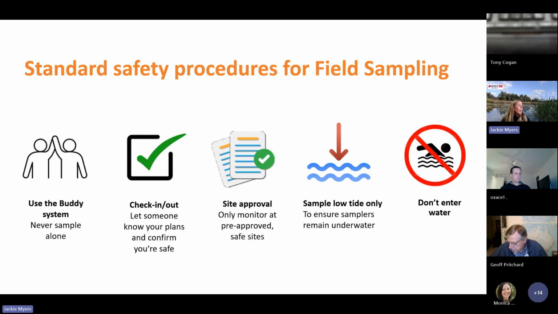The last point on there, and a real key one, is that we do not want you to enter the water at any site. Accidents happen where someone might fall in. We hope that doesn't happen, but we don't want you to actively go into the water at any site to deploy or retrieve the samplers. All activities should be conducted from the bank, and placing and retrieving samplers into the water should be done from a safe position on the bank. As I just mentioned, if you can't retrieve the sampler safely, just leave it and contact us, and we will come out and try to retrieve it.